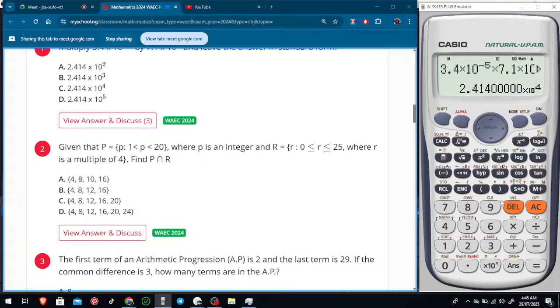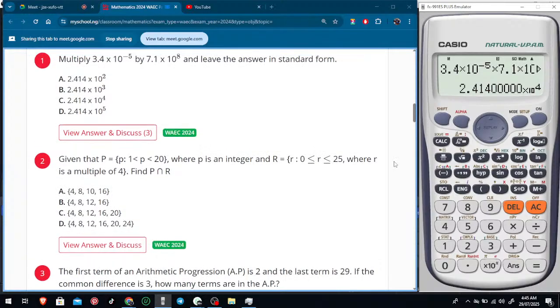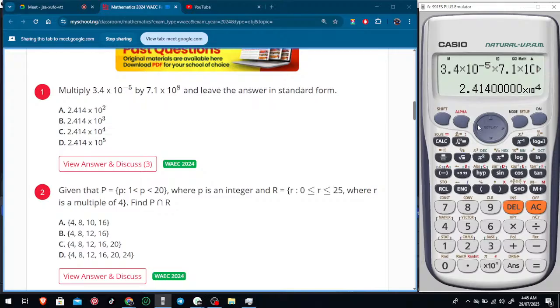Please, can you hear me? Yes, sir. So let's punch the whole question: 3.1 times 10 exponent negative 5 times 7.1 times 10 exponent 8. If you want to solve it in standard form, press mode and 7. Are we okay?